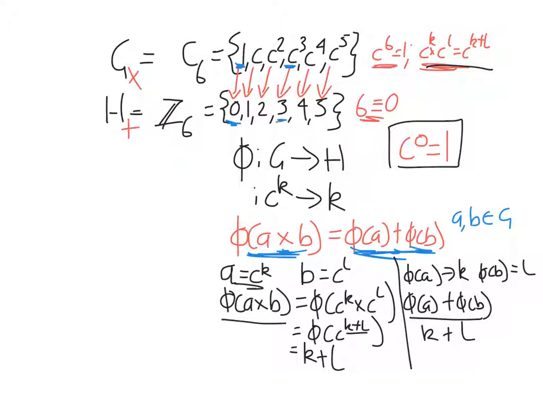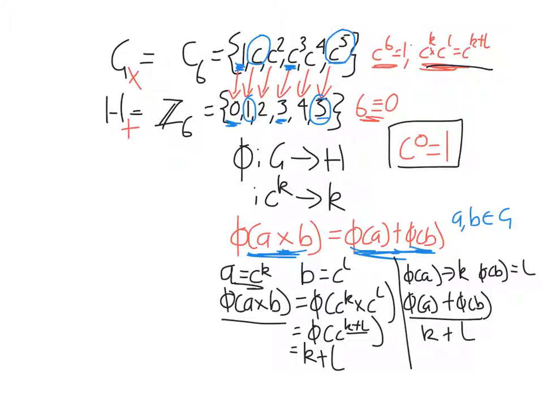3 plus 3 gives you 0 in H. C to the power of 3 times C to the power of 3 gives you 1 in G. This element and this element essentially do the same thing. I need to times this one by this one to get the identity, whereas in H, I add this one and this one to get the identity. So that's what we mean by isomorphic. They're pretty much the same group, just written with different notation.